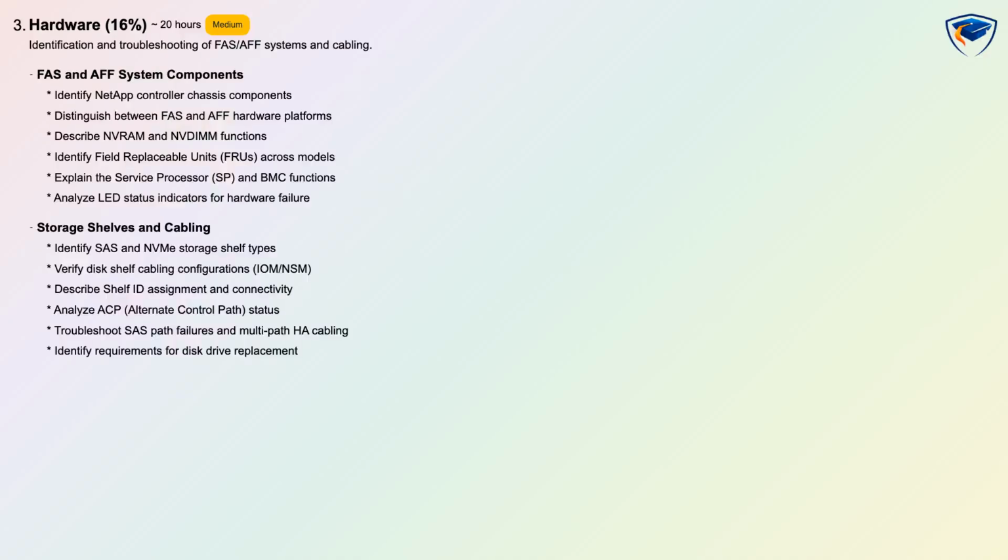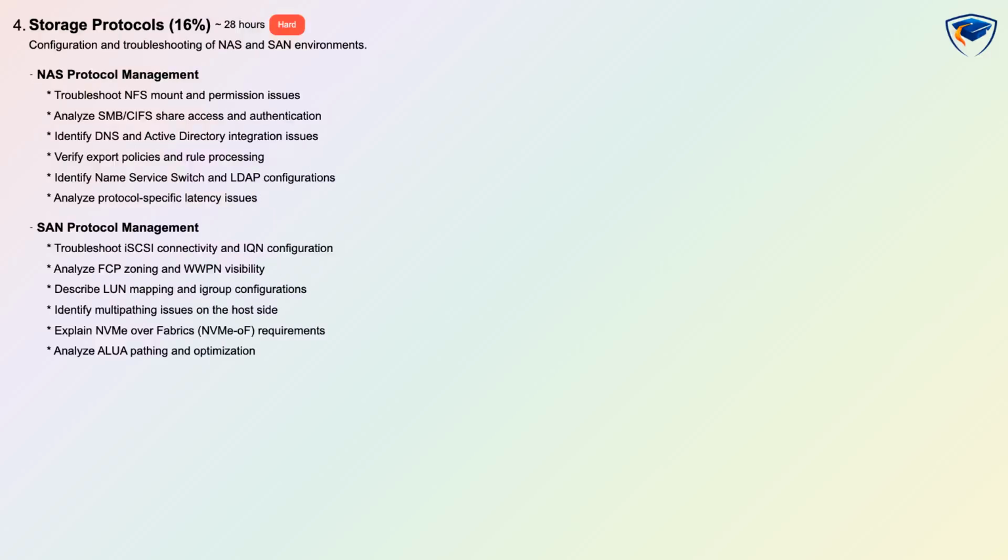The shelf and cabling section covers SAS and NVMe shelf types, verifying disk shelf cabling and IOM or NSM configurations, shelf ID assignment and ACP status, troubleshooting SAS path failures and multi-path HA cabling, and requirements for safe disk drive replacement.